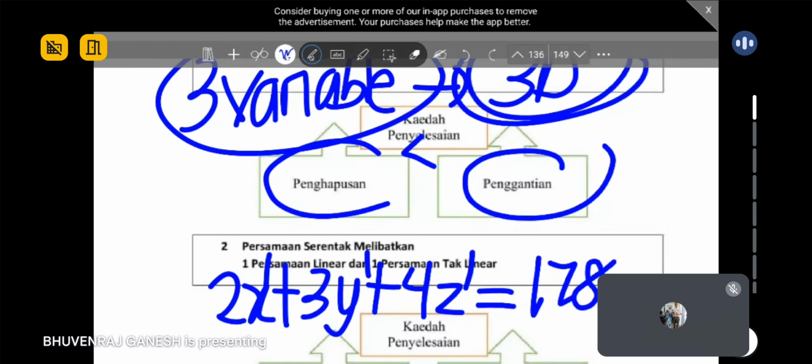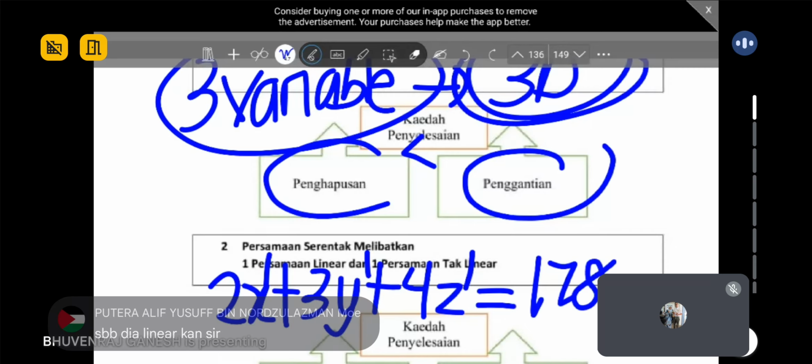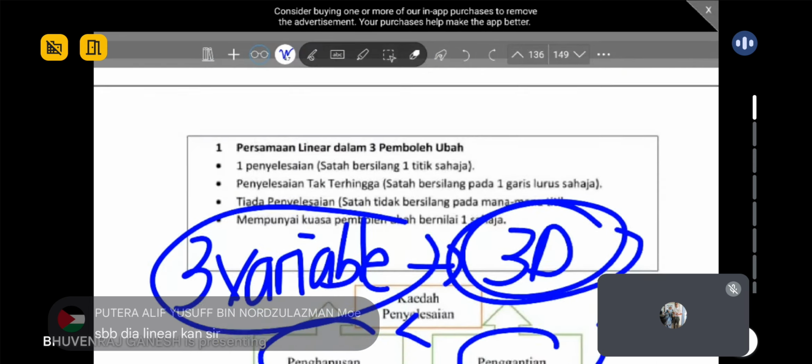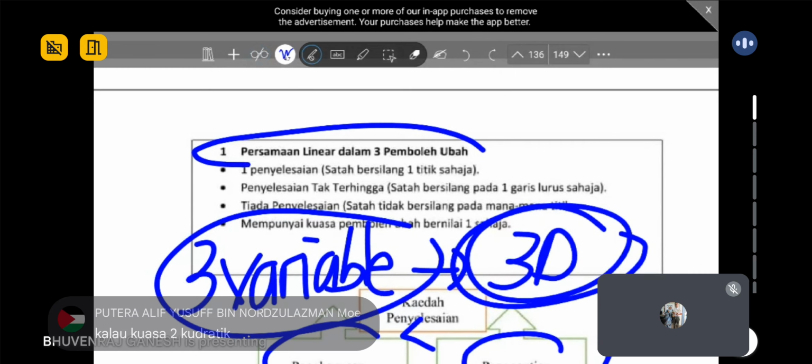Okay, the power of each variable must be 1 in this subtopic. When you go to the next part, you will have power 2. But this one can only have power 1. Yes. Okay, because you see guys, the topic is actually this one.